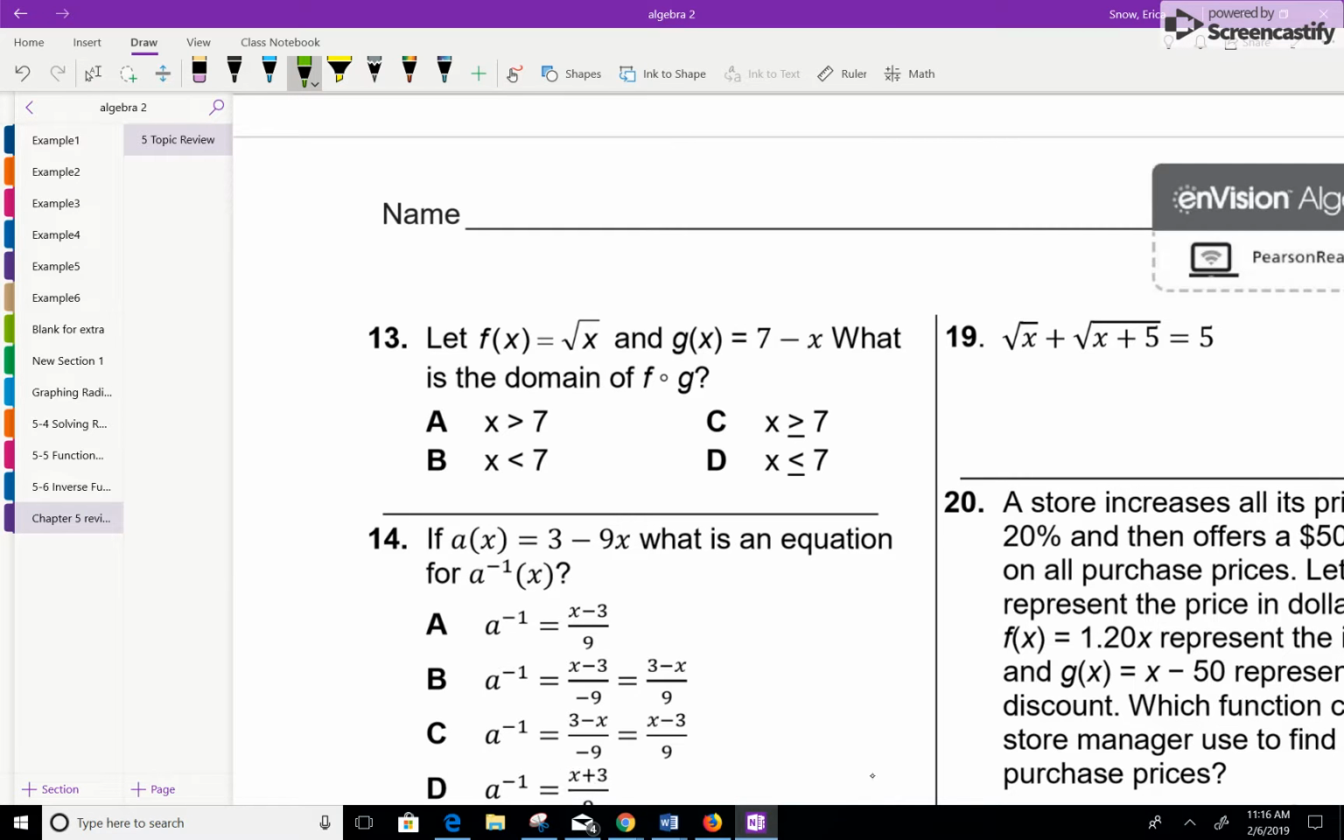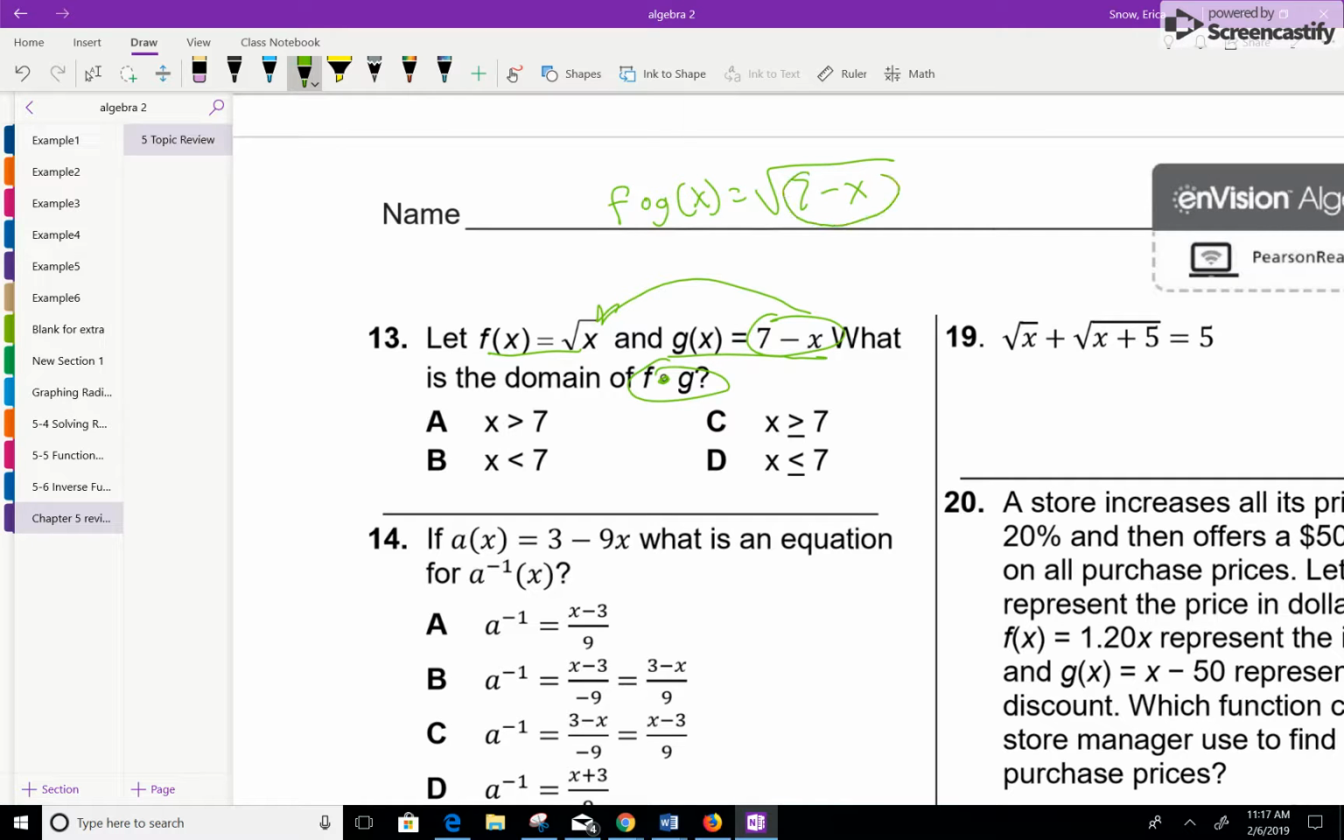Okay, we are now on the back of your review sheet. Question 13 says, this is our f of x, this is our g of x. What's the domain of f of g? That little circle means that we're going to plug g of x in for the x in f of x, which means that f of g equals the square root of 7 minus x.